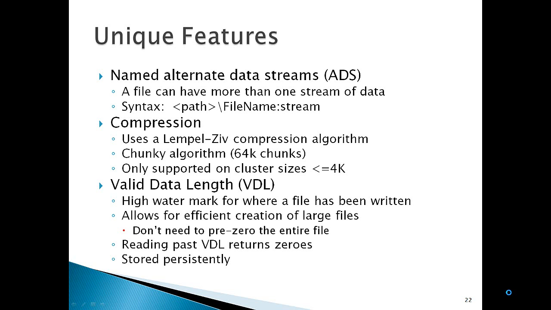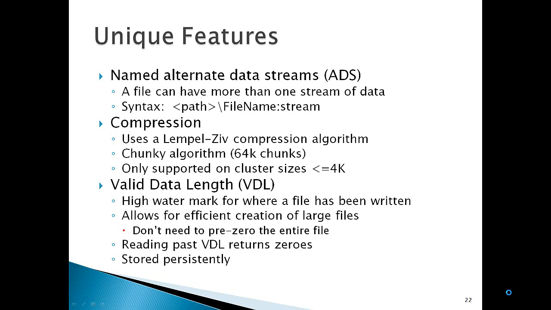So let's talk about some of the unique features that NTFS adds. One thing is called named alternate data streams. What this is, is that a file can have more than one stream of data. So multiple sources.